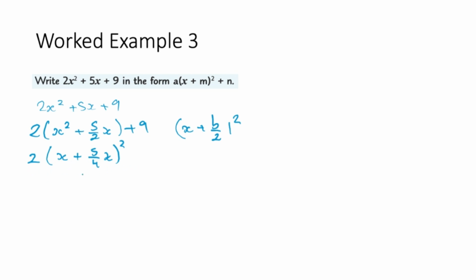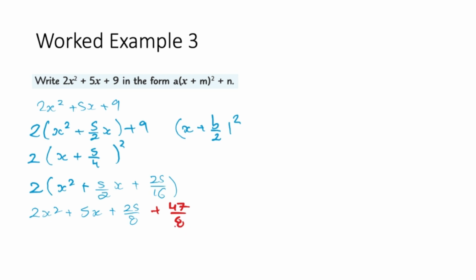So now you have this. Now you have to expand all of this. Actually, I accidentally put the x here, so this is wrong. Yeah. So now you expand everything. So 2x squared plus 5 over 2 x plus 25 over 16. And then you complete the expansion, so 2x squared plus 5x plus 25 over 8. And then you compare your new expression to the old one, so plus 47 over 8.